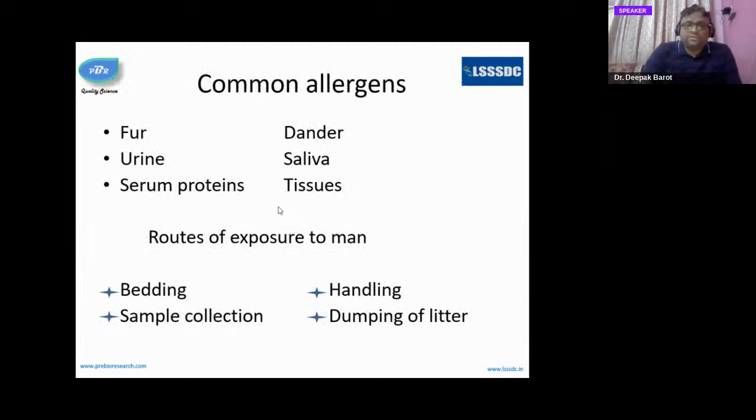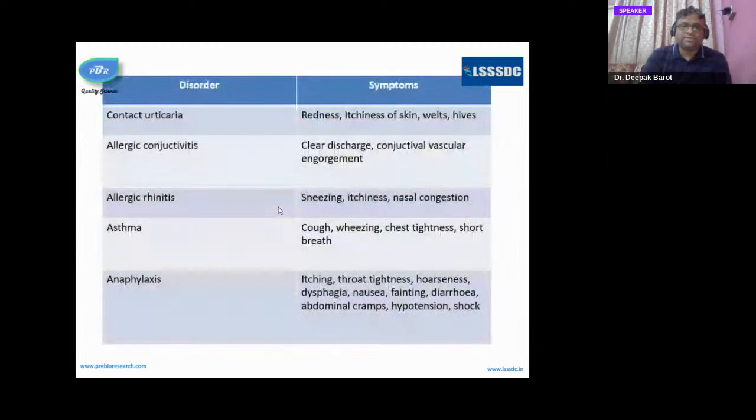So what are the common allergens? Fur, urine, serum protein, tissue, saliva, dander, all these things can be common allergens from laboratory animals, and you can be exposed to them. And through which route can we get exposed to these things? Through their bedding material, because all this is shed in their bedding. While you handle them, while you are collecting samples, or you are taking all the soiled dirty litter and bedding material and trying to throw it away, doing any of this, you can get exposed to these allergens.